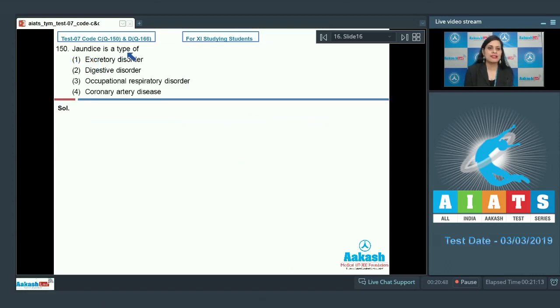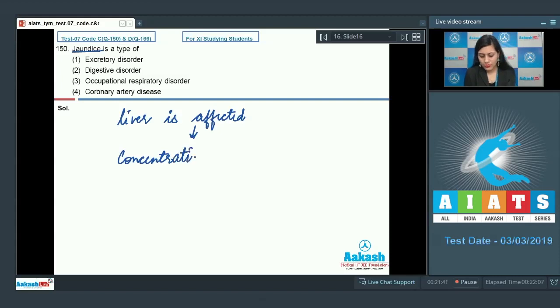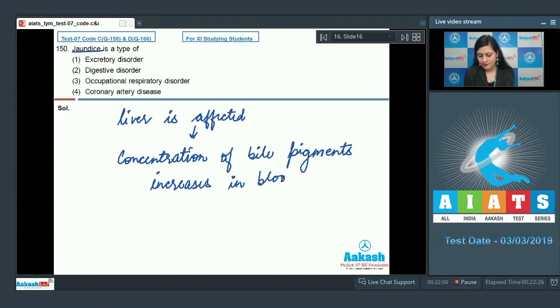Question number 150. Jaundice is a type of, and the options are excretory disorder, digestive disorder, occupational respiratory disorder, and coronary artery disease. And we know that jaundice is a disease in which liver is affected, in which concentration of bile pigments like bilirubin increases in blood causing yellowness in skin and eye, and therefore jaundice is a digestive disease. So the correct answer to this question is option number 2, digestive disorder.